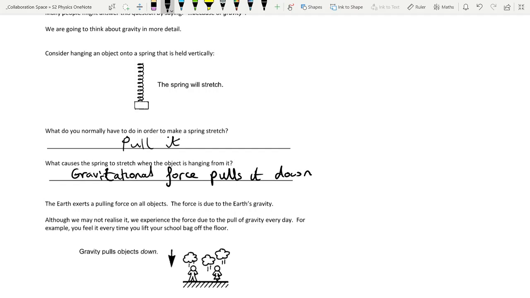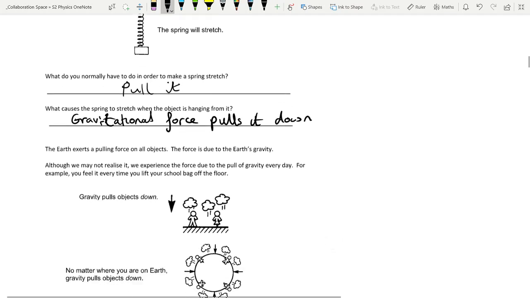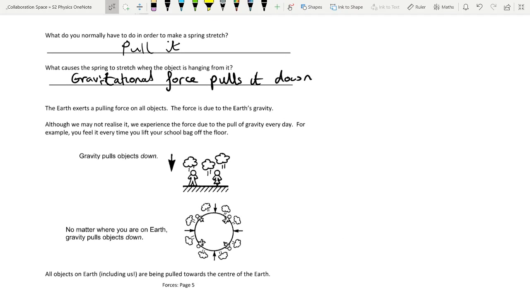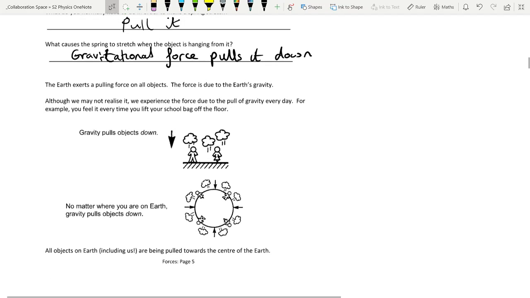That is basically what gravity is. The gravitational force pulls things down, and it basically pulls it down to the very center of the Earth. And everything that has got mass, like you guys, everything in this room, does apply a little bit of a force towards it, but because we're so small compared to a planet, we don't really feel it. But the Earth obviously has a bigger gravitational pull than we do. So the Earth has a gravitational pull towards its center, always towards the center of the Earth. The Earth exerts a pulling force on all objects. The force is due to Earth's gravity.